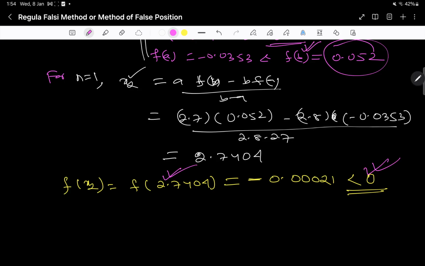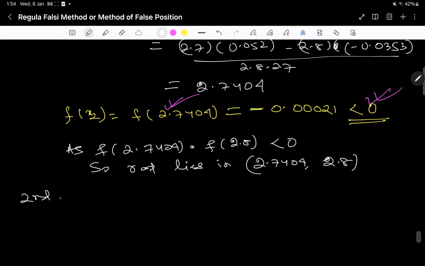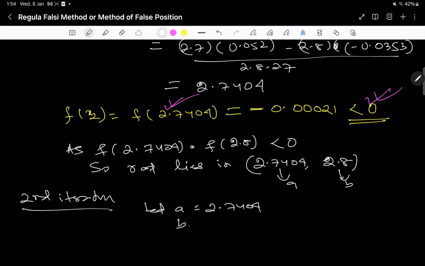Now I will write f of 2.7404 into f of 2.8 is negative. So the root lies in 2.7404 comma 2.8. So in my second iteration, this is my a and this is my b. Let my a be equal to 2.7404 and b be equal to 2.8. In each step we have to adjust a and b according as fa into fb is negative.